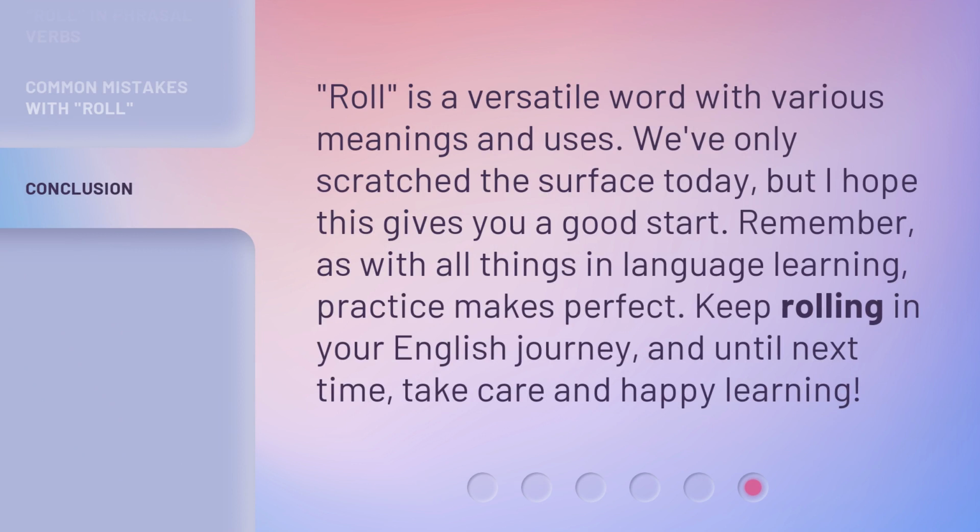Roll is a versatile word with various meanings and uses. We've only scratched the surface today, but I hope this gives you a good start. Remember, as with all things in language learning, practice makes perfect.